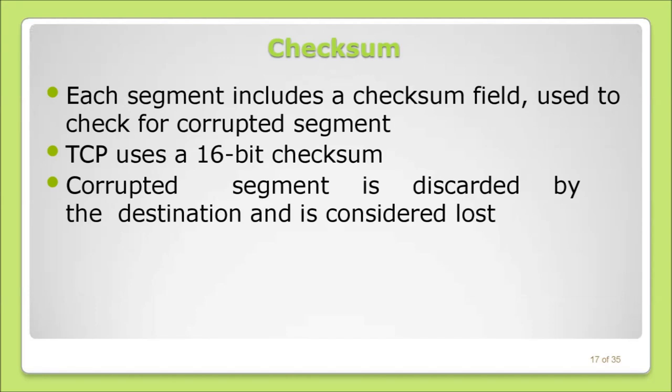What is checksum? Each segment includes a checksum field used to check for corrupted segments. TCP uses a 16-bit checksum. A corrupted segment is discarded by the destination and is considered a lost segment. When we discussed the TCP header, there was a field of checksum. In the checksum field, we set the value and different mathematical calculations are used to detect errors. In this way, errors can be detected and the receiver will discard the specific segment.